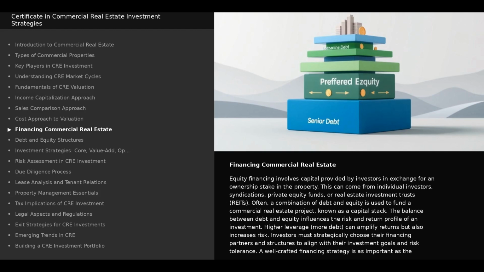Higher leverage, more debt, can amplify returns but also increases risk. Investors must strategically choose their financing partners and structures to align with their investment goals and risk tolerance. A well-crafted financing strategy is as important as the property selection itself for long-term success.